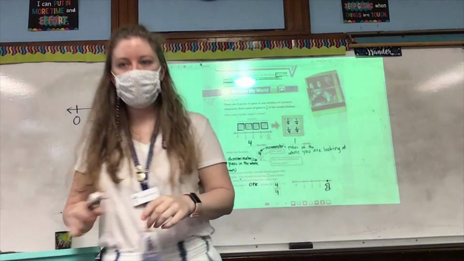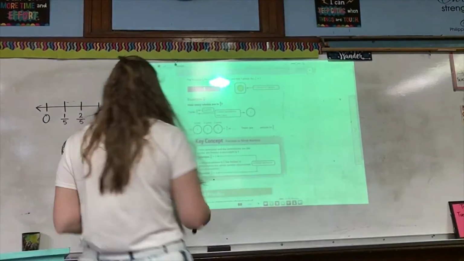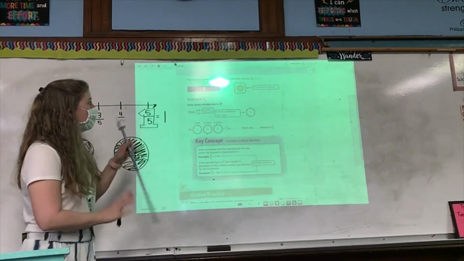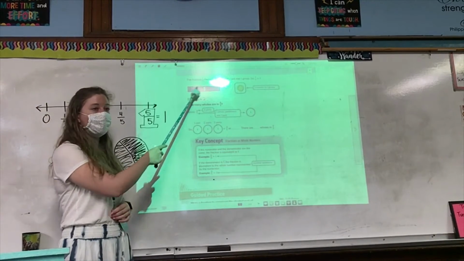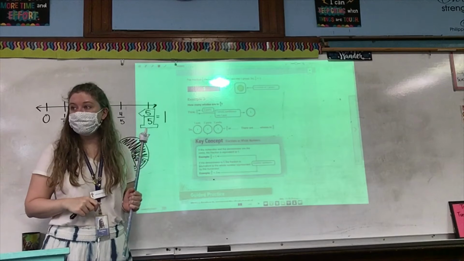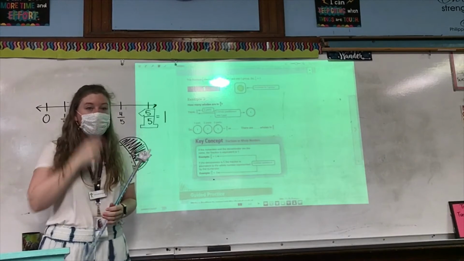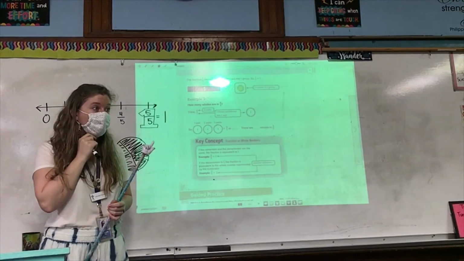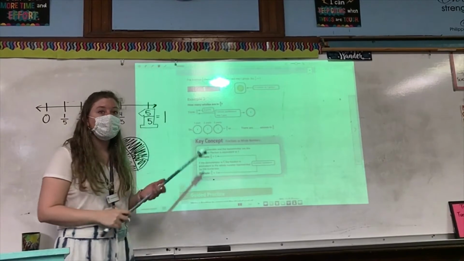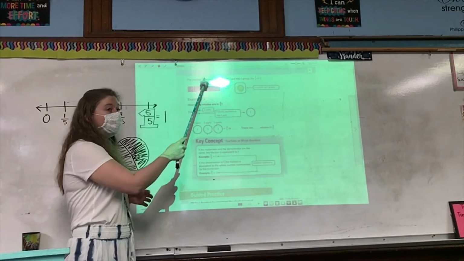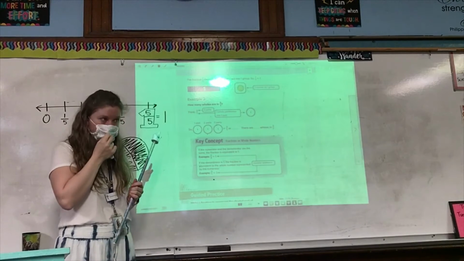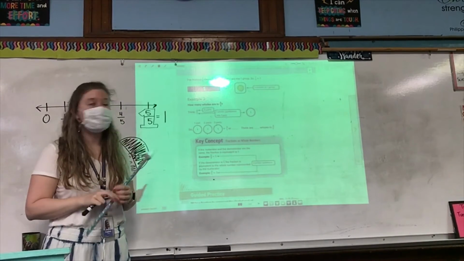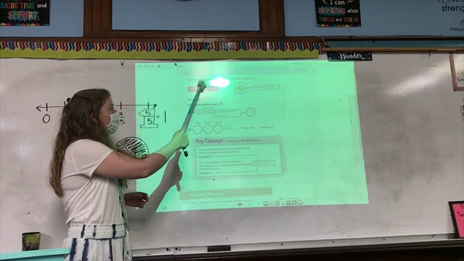Okay, so let's look at the sentence at the top. The fraction 1, and we call that a whole. When there's a 1 on the bottom, we say whole. We don't say 1, we say whole. So remember, when we say fractions, we say the top number, and then we say the bottom number with th at the end, unless it's a 1, in which case we say 1 whole.